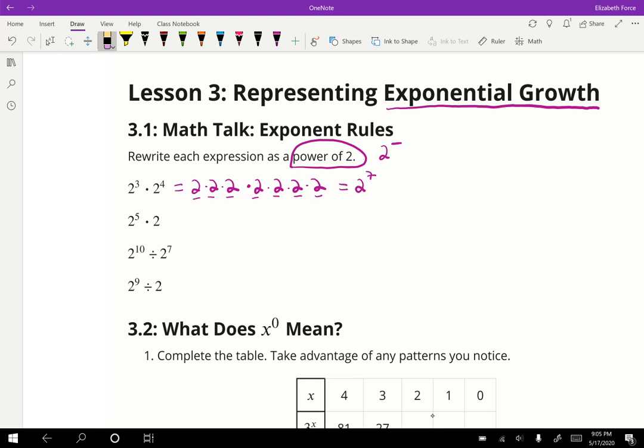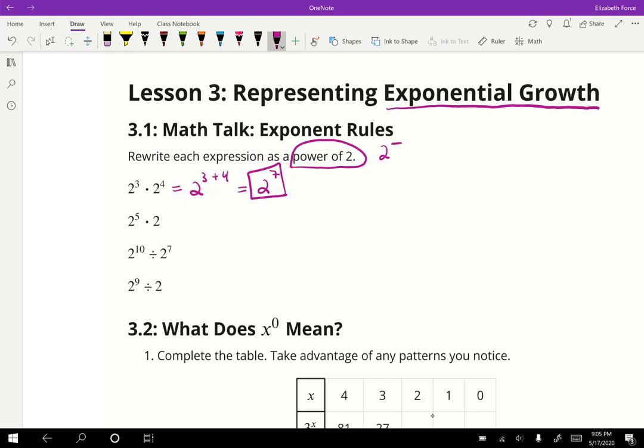Now, if you remember from a couple units ago when we were back in school, there was a little trick. Anytime you multiply, you can just add the exponents. So 2 to the third times 2 to the fourth is the same as 2 to the 3 plus 4, which gives you 2 to the 7th power.